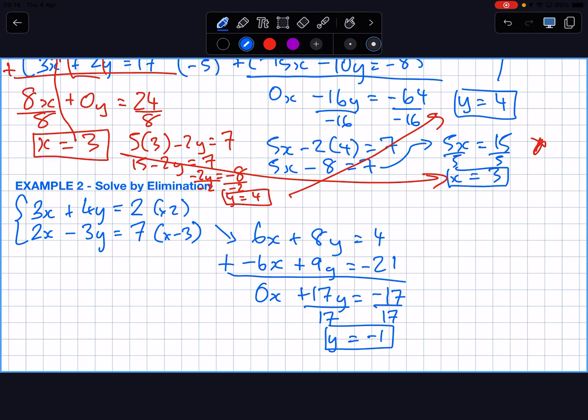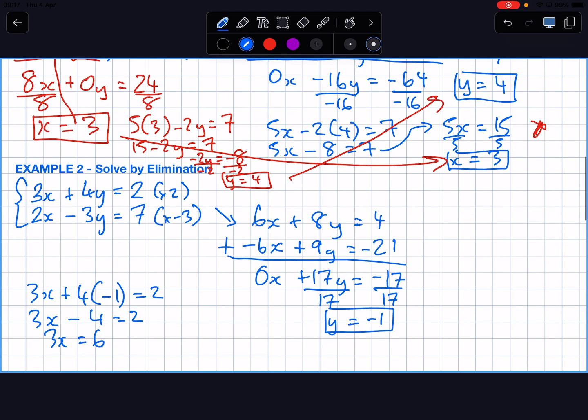I have half of my answer. Which of the equations would you like to substitute y is equal to negative 1 into? It really doesn't matter. Top one, because it's smaller numbers. So 3x plus 4 times negative 1 equals 2. 3x, 4 times negative 1 is negative 4, equals 2. Opposite of taking 4? Plus 4. Plus 4, 3x is equal to 6. Opposite of timesing by 3? Right. Dividing. 6 divided by 3 is 2.